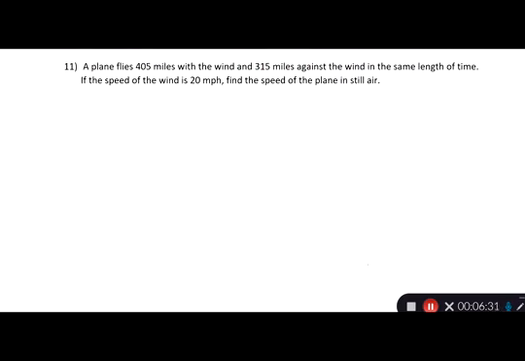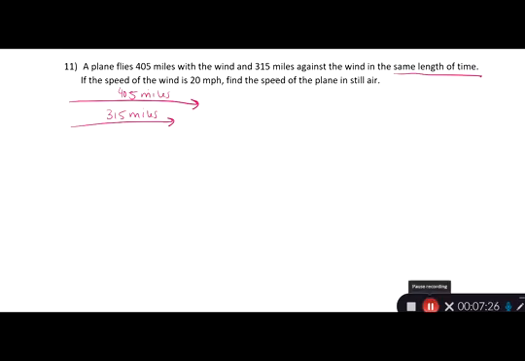Okay, so now we have a plane that flies 405 miles with the wind and 315 miles against the wind in the same amount of time. If the speed of the wind is 20 miles per hour, find the speed of the plane in still air. So again, we have one plane that can go 405 miles and one plane that went 315 miles. But we know that they were going the same length of time, and then the wind is going 20 miles per hour. So they're both in the same wind.